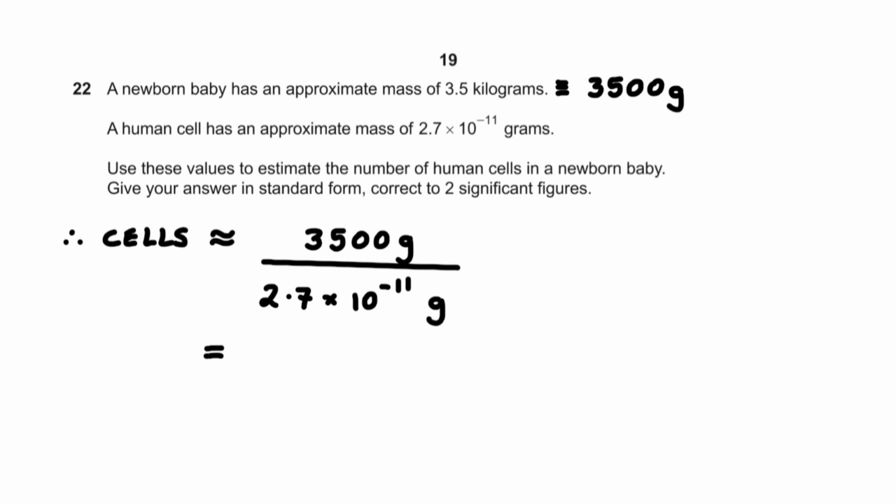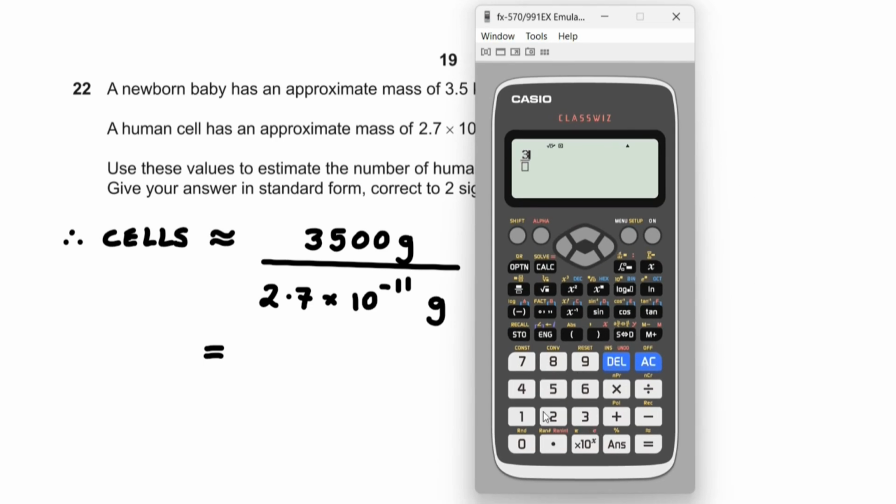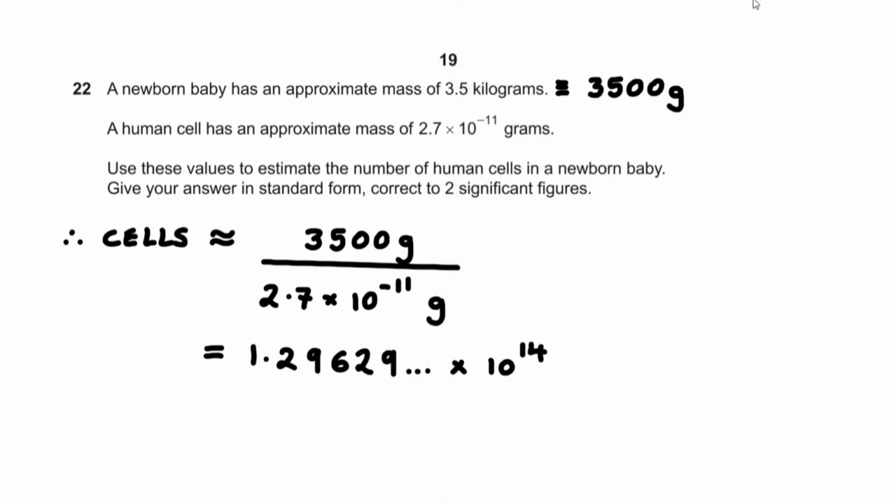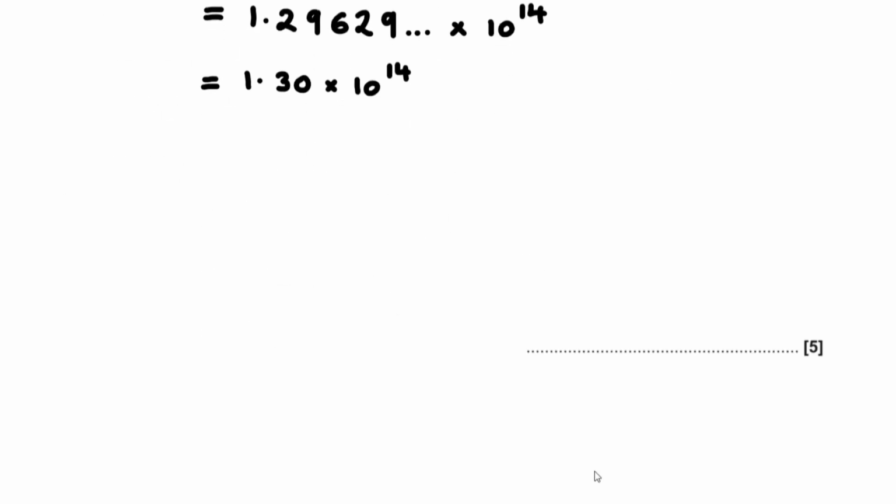So if I work out what this is equal to, I've got 3,500 divided by 2.7 times 10 to the negative 11. So I have 1.29629, etc. times 10 to the 14. So to 2 significant figures, I've got 1.30 times 10 to the 14. So we end up with 1.30 times 10 to the 14.